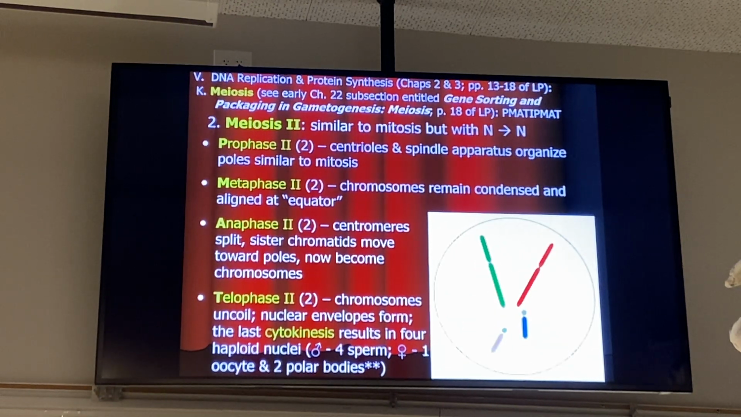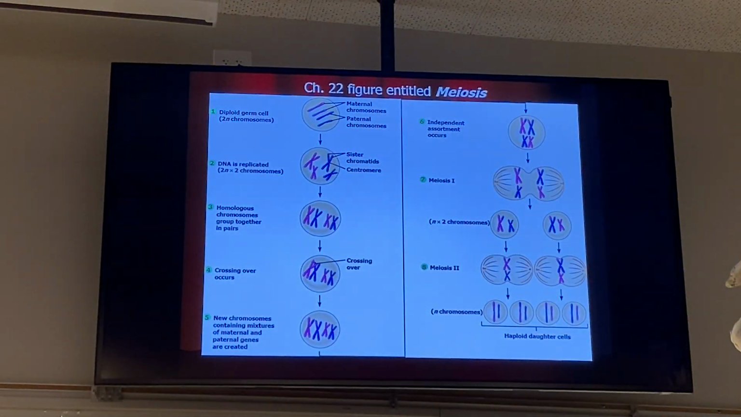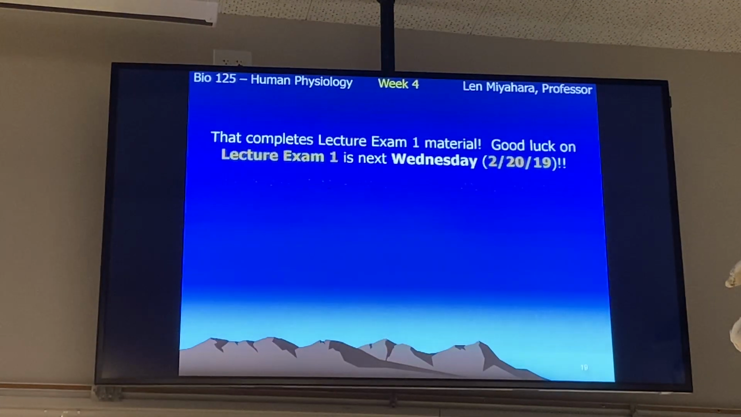Any questions on mitosis and meiosis? This is from your textbook showing you again, this is male meiosis. Female meiosis doesn't look anything like this. Okay?